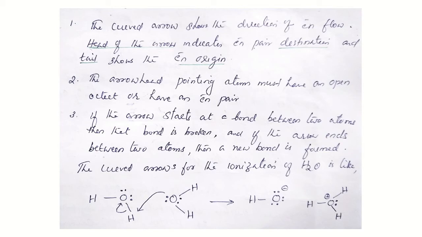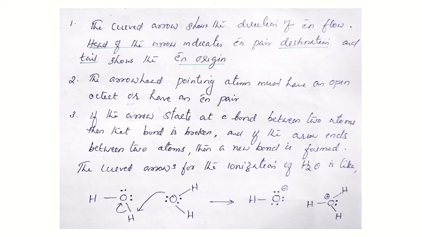That means it should be able to accept an electron pair or have an electron pair that can be displaced by the incoming electron pair. Usually, electrons will never flow from atoms which are electron poor. So a curved arrow will never point from an atom with a positive charge to an atom with a negative charge. Always the curved arrow pointing atom must have an open octet.